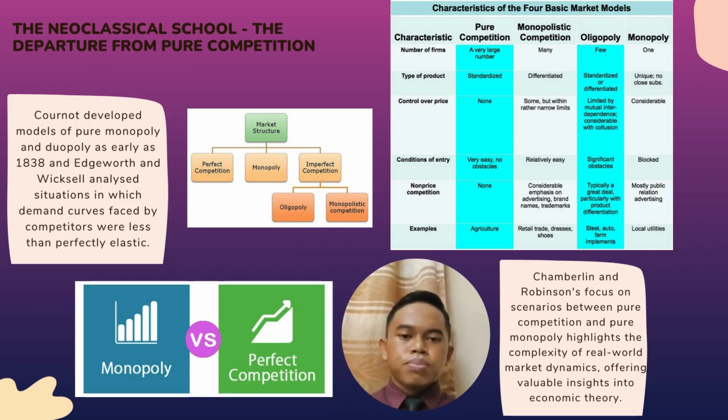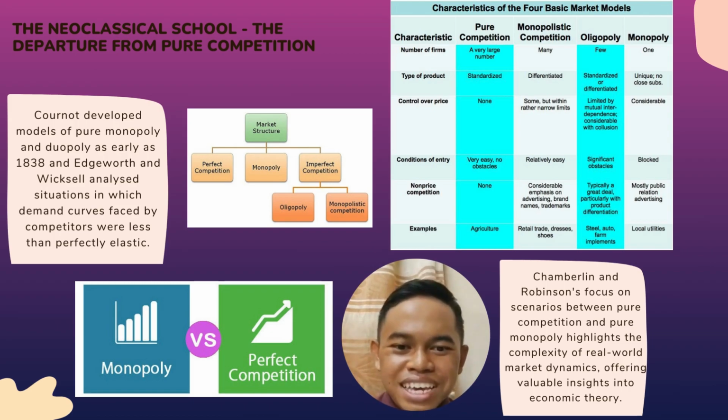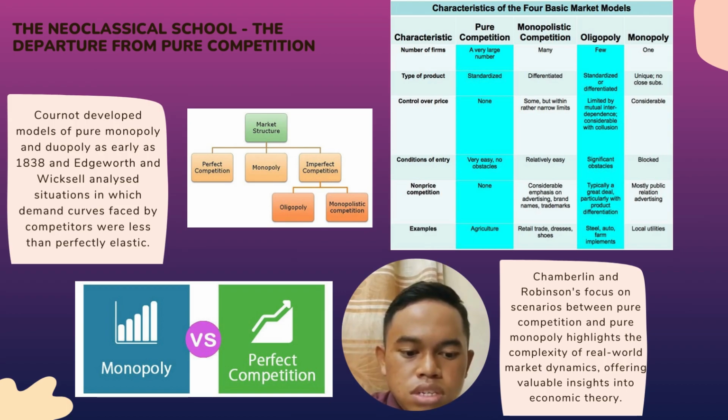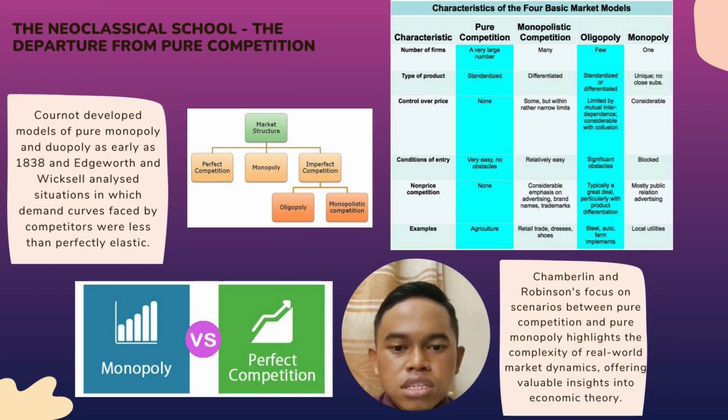The condition of entry for pure competition is very easy with no obstacle, which means many firms can join. Monopolistic competition is relatively easy. Oligopoly has a significant obstacle, and monopoly is blocked, because the cost for the firm is very high.